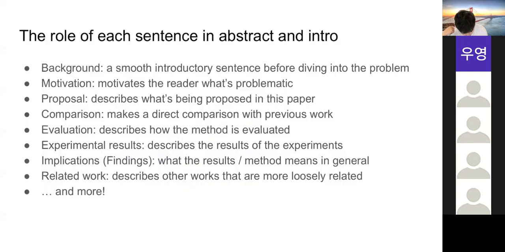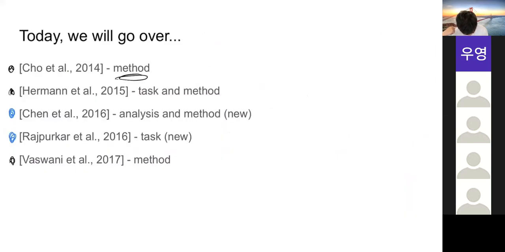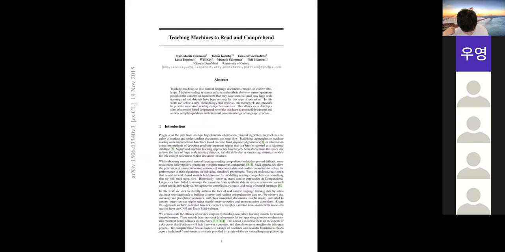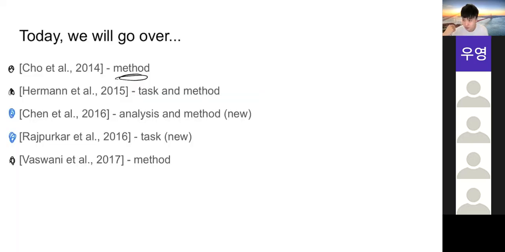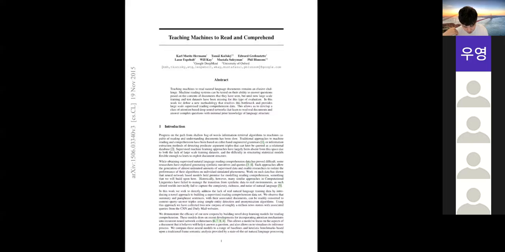Okay, so let's go into the second paper, which is Hermann et al. 2015. I say this is a task and method paper because it actually proposed a task and also a method. So we'll actually see how that goes in the abstract. So let's read the abstract.